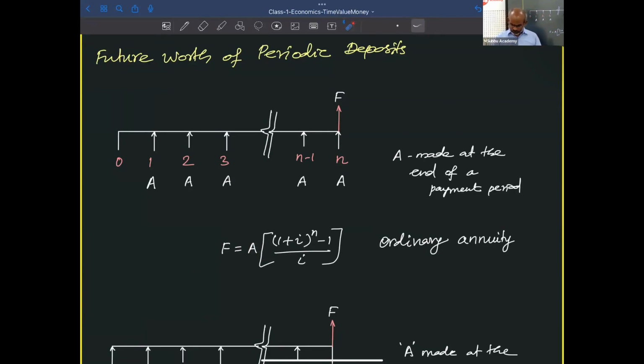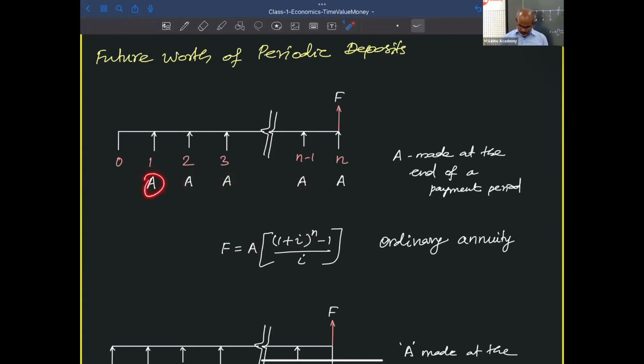So in that case, your n will be the number of quarters, and I will be the interest per quarter, or the fractional interest per quarter, or we simply take it as a year. So this n refers to the number of years, I is the interest rate per year, and A is the periodic payment amount. Of course, this formula is based on the deposit made at the end of a period.